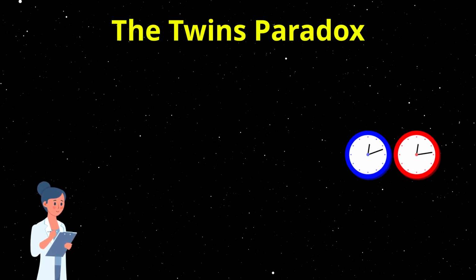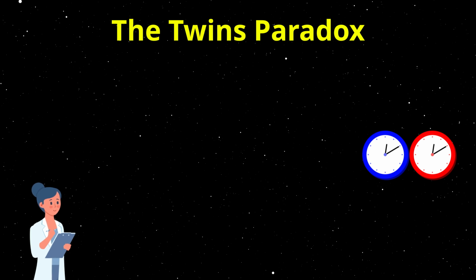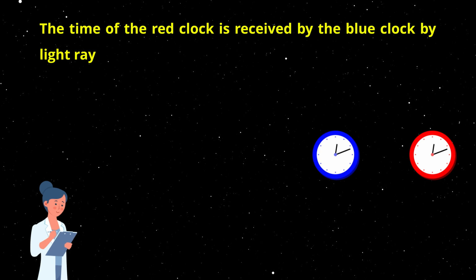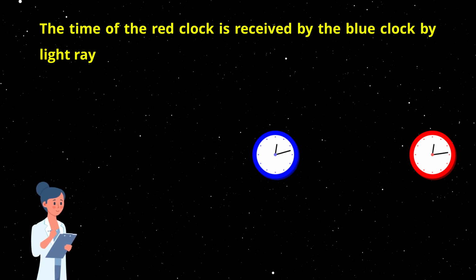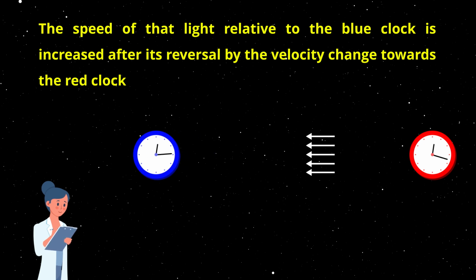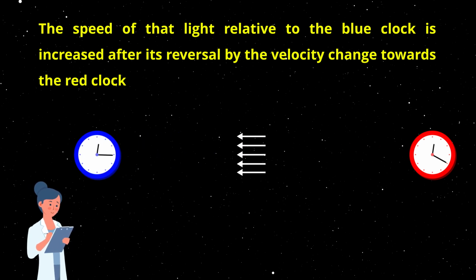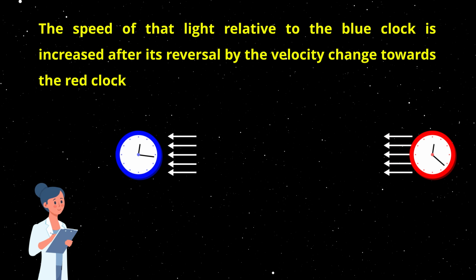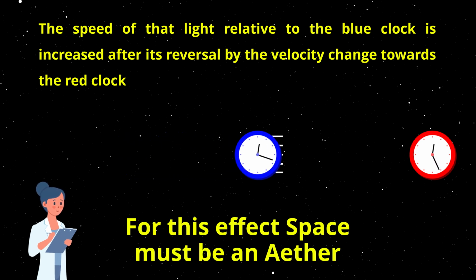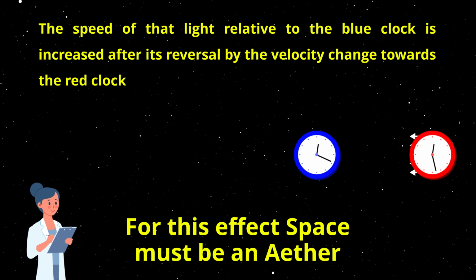The twins paradox problem. The solution to the orbiting clock problem is more clearly seen in the famous twins paradox at the reversal of the travelling blue clock. The time of the static red clock is received by the blue clock by a light ray. The speed of that light relative to the blue clock is increased after its reversal by the velocity change towards the red clock. For this effect, space must be an ether.